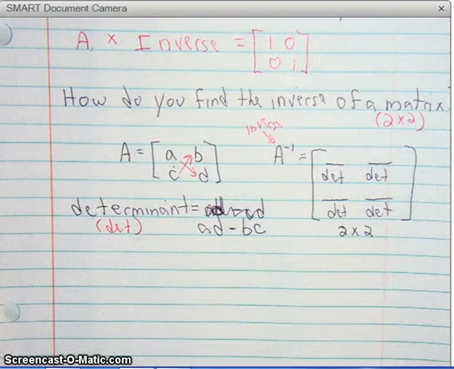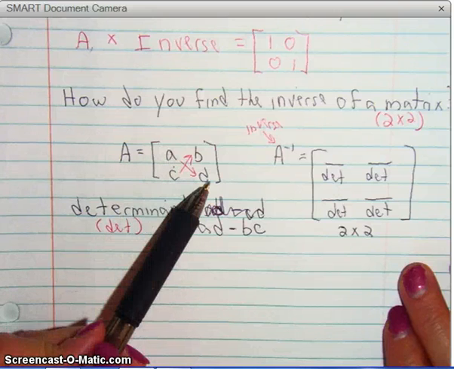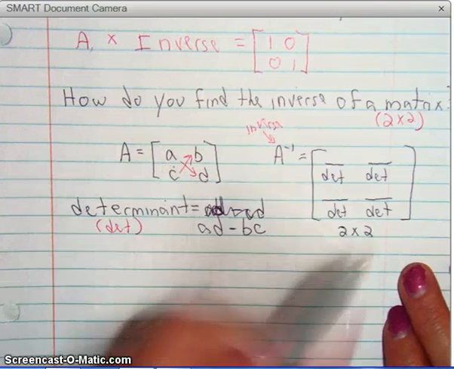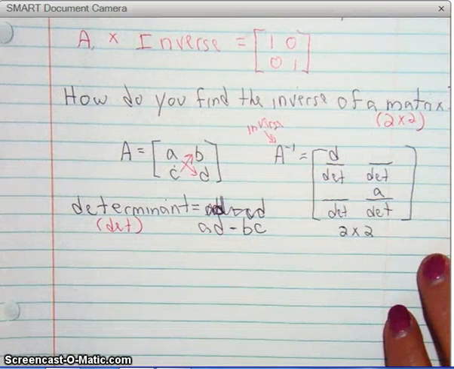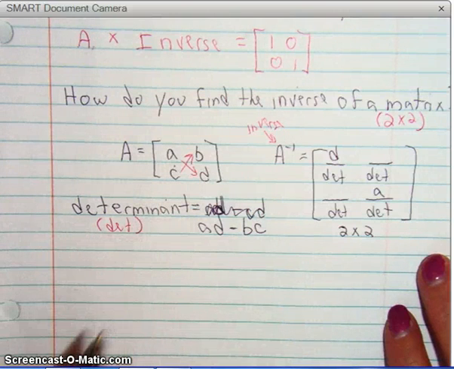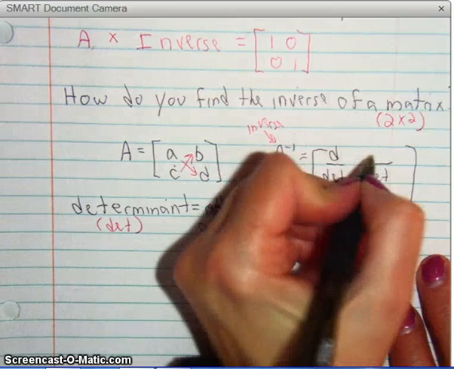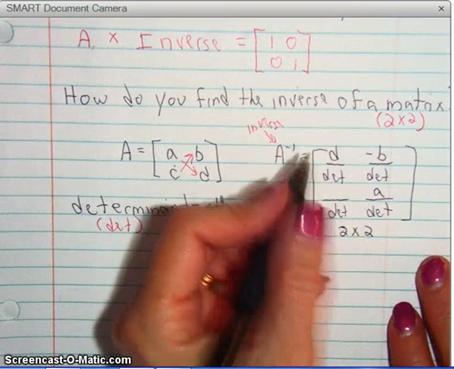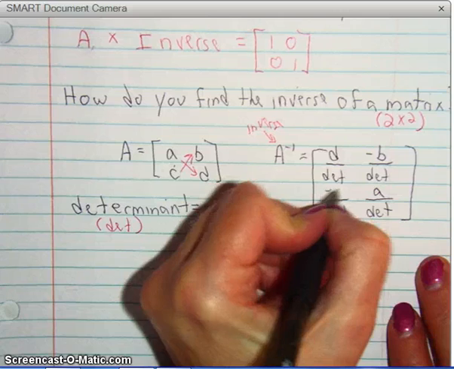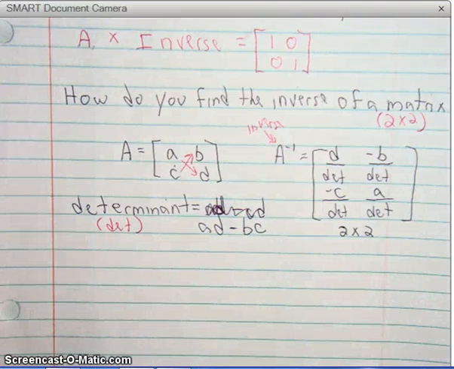Okay? And then this is kind of funky. What happens is A and D switched positions in the matrix. D here, A here. B and C stay where they are, but they change signs. So right here will be the opposite of B. Right here would be the opposite of C.